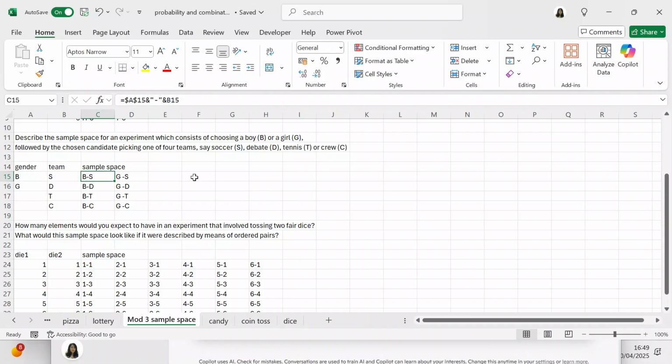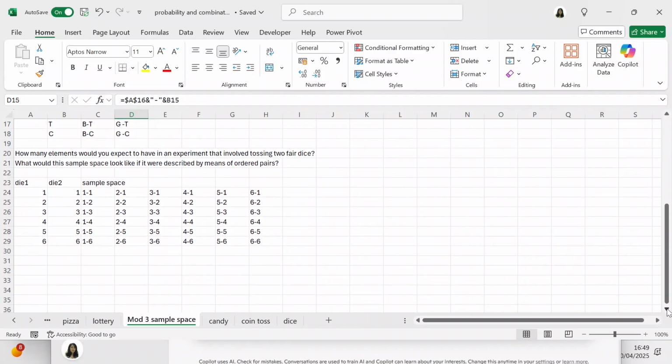Equals $A15, and dash $B15, and then you copy and paste that down to 4, and it'll give you BS, BD, BT, BC, and then that's for a boy. And then for a girl, it's going to be equals $A16, and dash $B15. And so now you're going to get GS, GD, GT, GC. And so that's your sample space. In this instance, your sample space is composed of 8 elements.